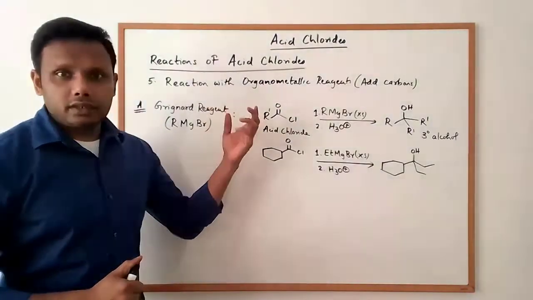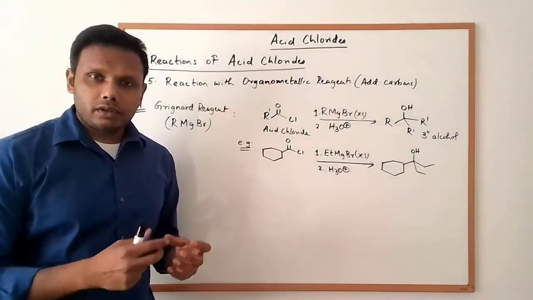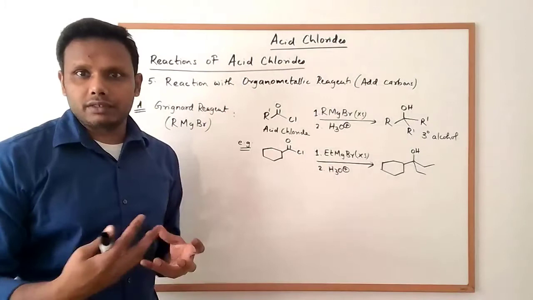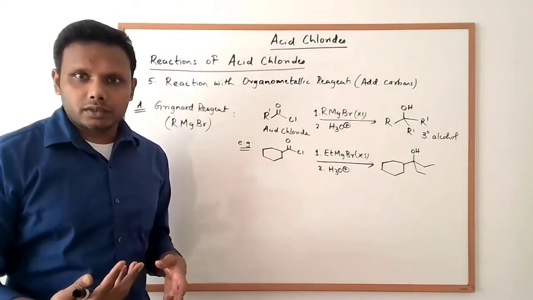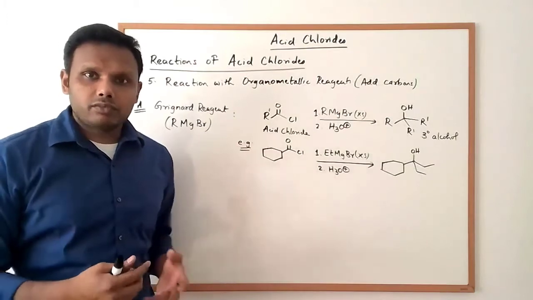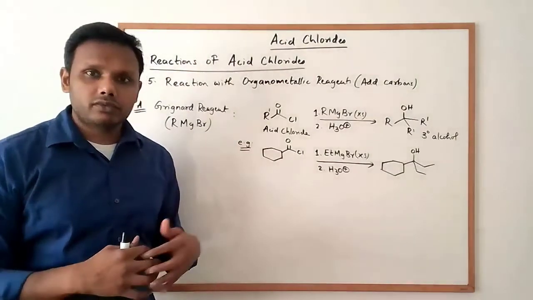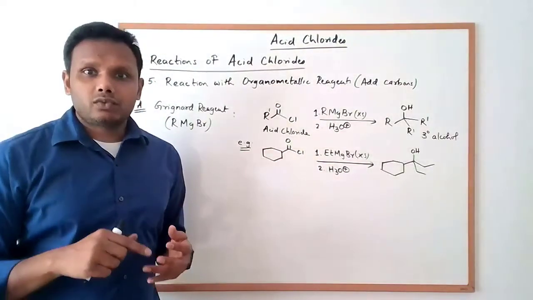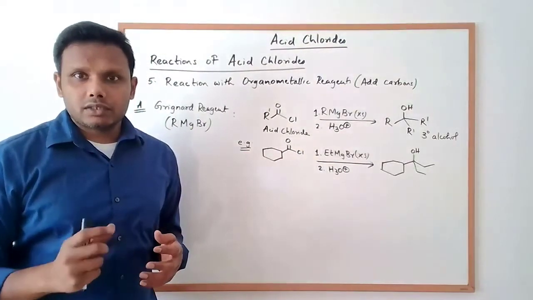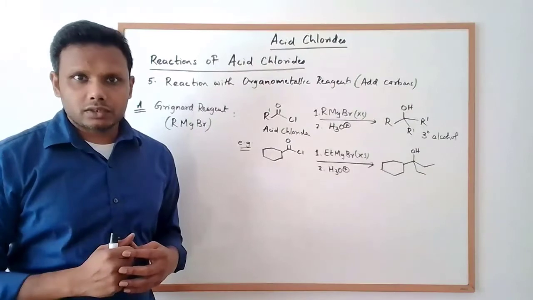Next, we're going to talk about the reaction of acid chlorides with organometallic reagents. Now, these are reagents where there is an organic part that is bonded with a metal part. A classic example being the Grignard reagent. But in this particular section, we're going to talk about the reaction of acid chlorides with Grignard reagents, as well as Gilman reagents that are copper-based reagents.